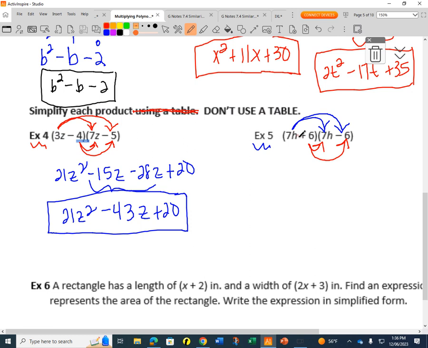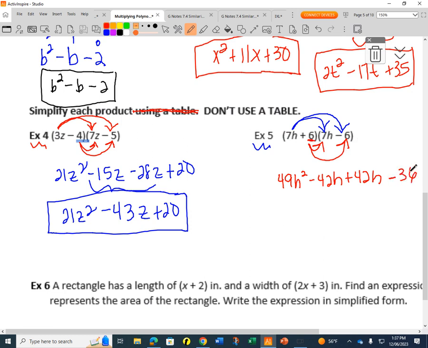What is 7h times 7h? Aiden, can you tell me? 49. 49 what? H and then 1. H times H, 2. Yep, exponent of 2. And 7h times negative 6? 42. Negative 42, right? Don't forget to use your calculator. So 7 times 6 with the negative button, so negative 42h. Now we're distributing the second one, 6 times 7h, that's positive 42h. And then 6 times negative 6?